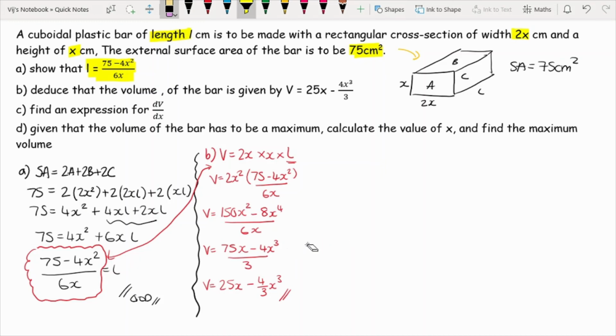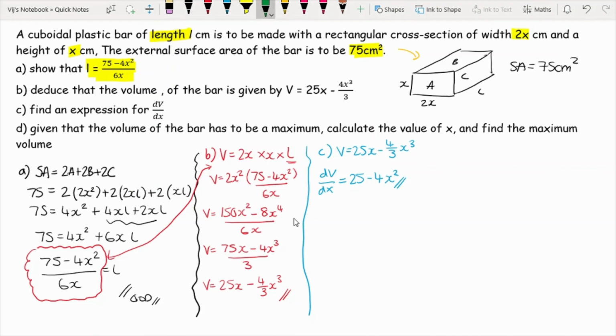So moving on to C. With C, all it's asking me to do is to find the expression for dv over dx. So if v equals, let's start off by writing C first. So C is going to equal v equals 25x minus 4/3 x cubed. So dv over dx is going to be 25 minus, and then 3 times 4/3 just leaves me with 4, and it'll be 4x squared.